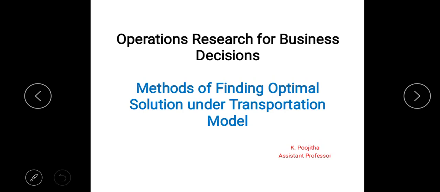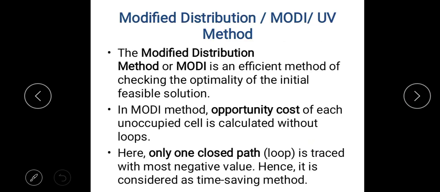Hello students, in my previous video I explained how to solve a transportation problem using the stepping stone method, and in today's video I am going to explain the next method of finding the optimal solution, that is the modified distribution method. The modified distribution method is abbreviated as MODI method and it is also called the UV method. MODI method is an efficient method of checking the optimality of the initial feasible solution.